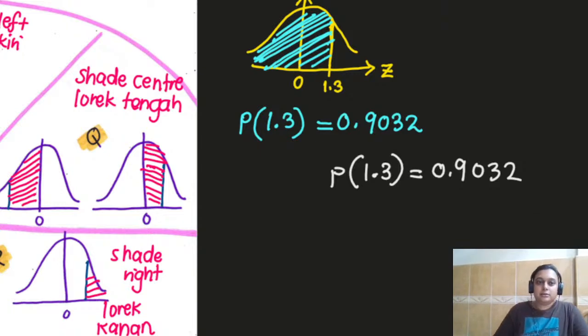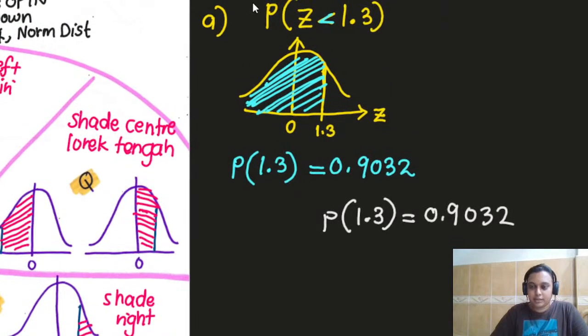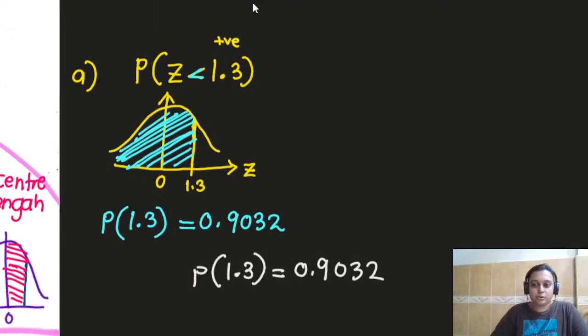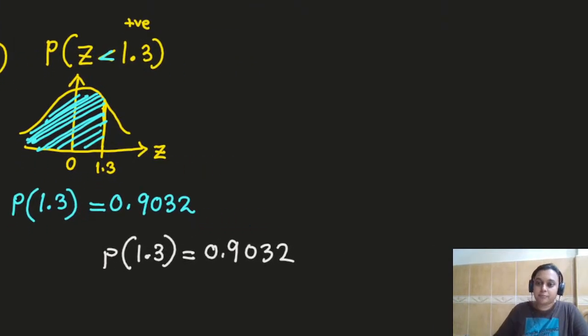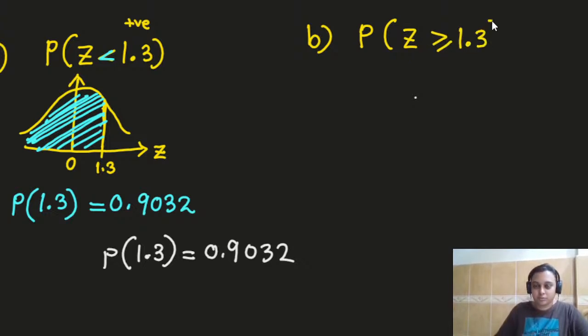Okay, done. This is contoh 1. Okay, now we go to another one. Contoh 2, ya. Okay, B, you can salin first. Boleh salin dulu. Okay, Z lebih besar sama dengan 1.3. Okay, first step, we lukis dulu.